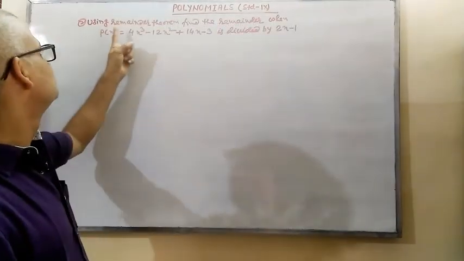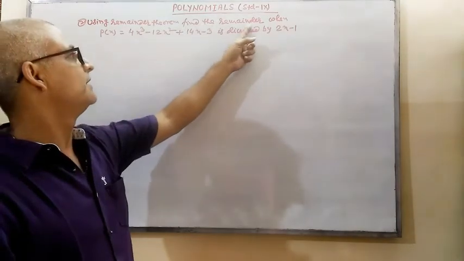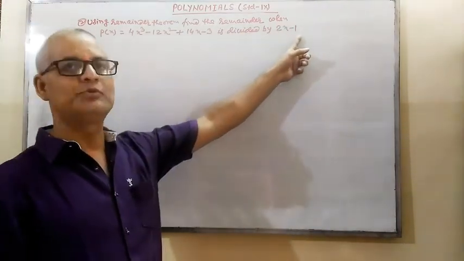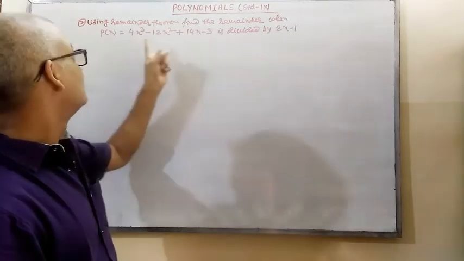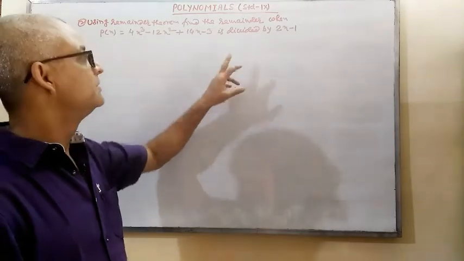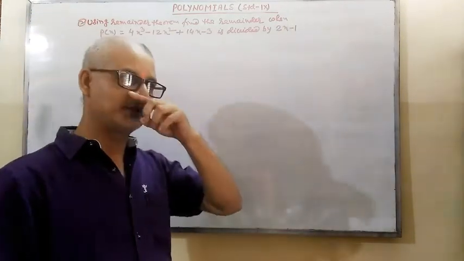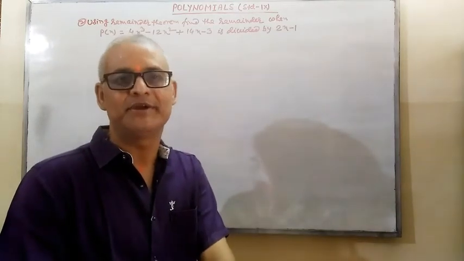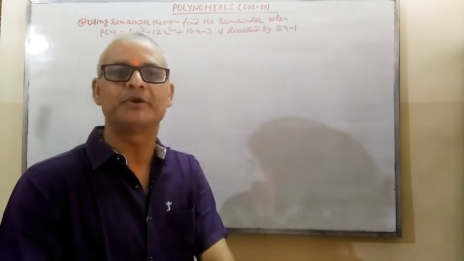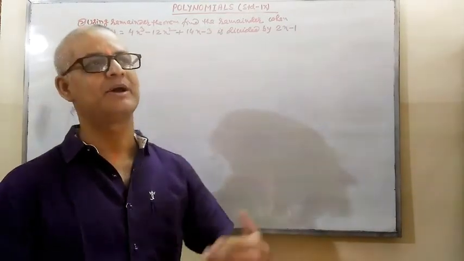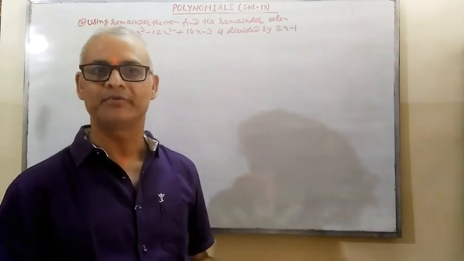Second question is, using the remainder theorem, find the remainder when this polynomial is divided by 2x minus 1. Now, the name of the polynomial is given, so no need to suppose here. The divisor is 2x minus 1. I told you earlier, whatever the divisor is, you equate that divisor with 0. From that you get the value of x. What is the value of x? That is the value of a.